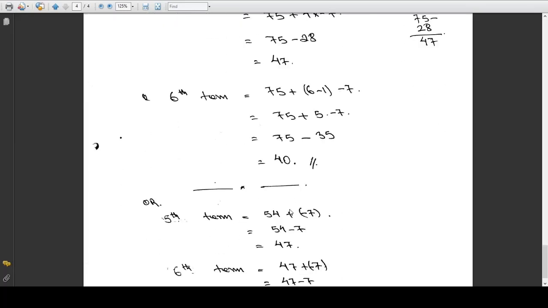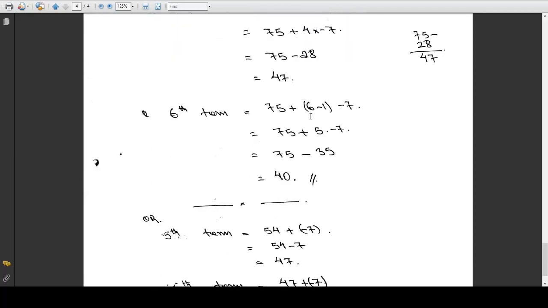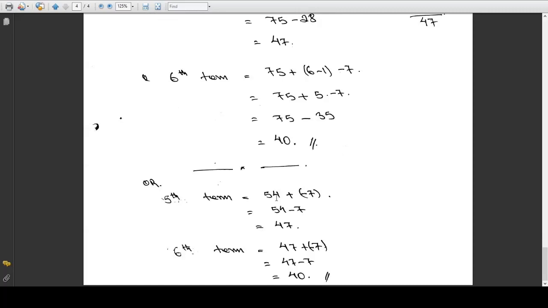But if you are using the other method, because we know the fourth term is how much? The fourth term is 54. Now the fifth term will be 54 plus the common difference, which is d. Plus d is minus 7, so 54 minus 7, which is 47. And the sixth term is 47 plus d, that means 47 plus minus 7, 47 minus 7 is 40. See, we are getting the same. The fifth term is 47, here also we are getting 47. The sixth term is 40, here also we are getting 40.